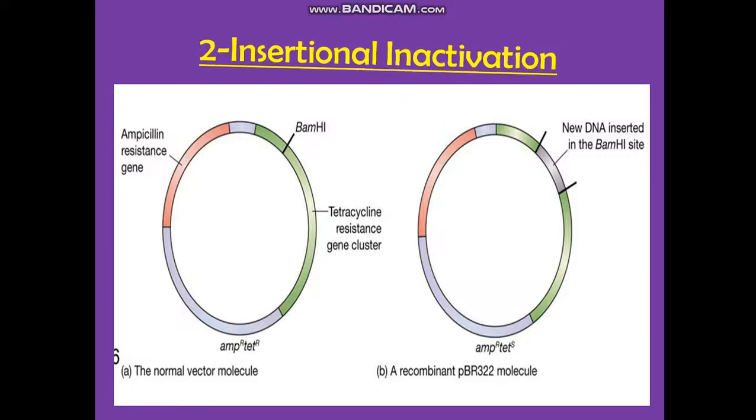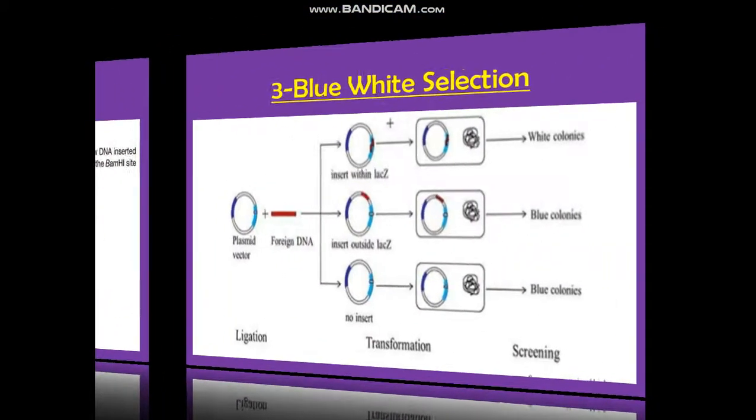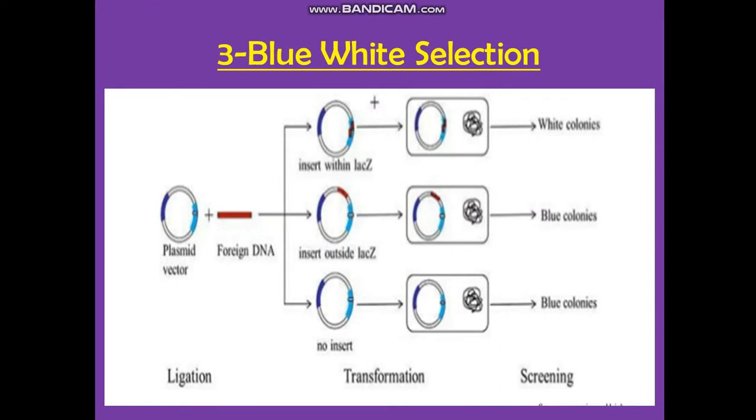Okay, moving forward to the next technique. The next, third technique is blue-white selection. This is also a very important technique and widely used in genetic engineering, and you need to understand this technique very clearly because this is one of the favorite questions of the boards.